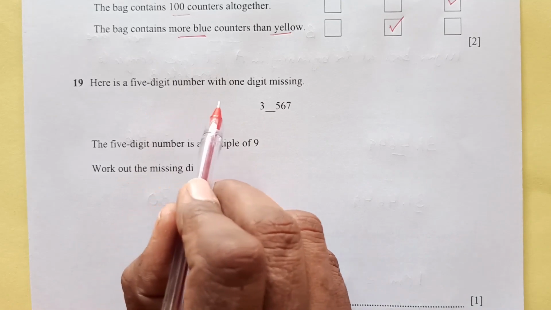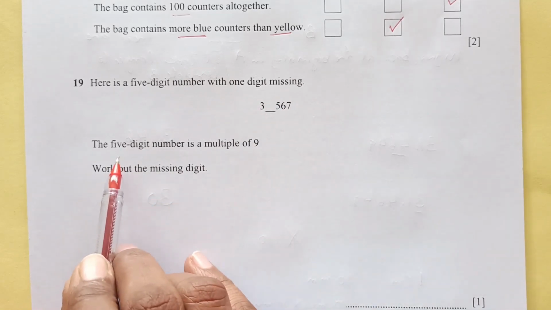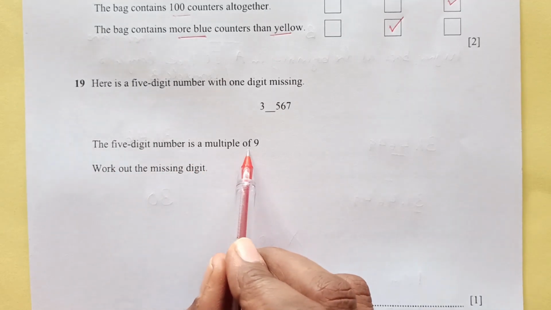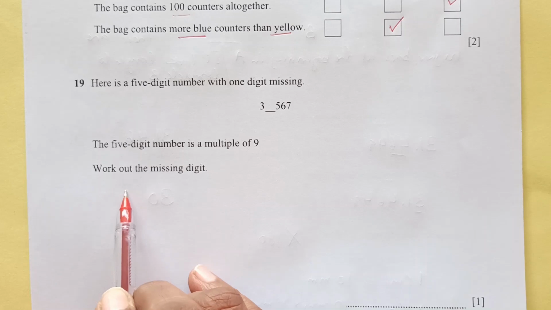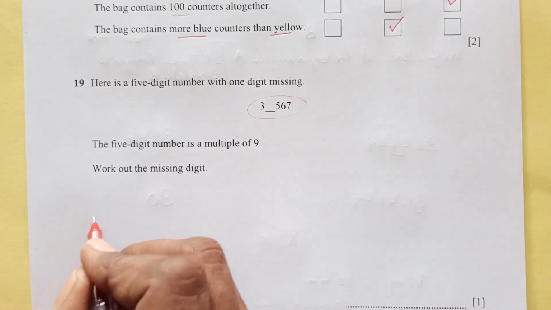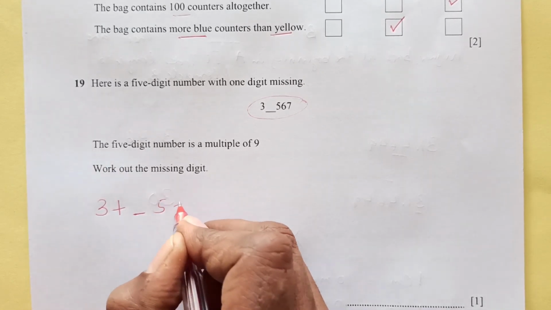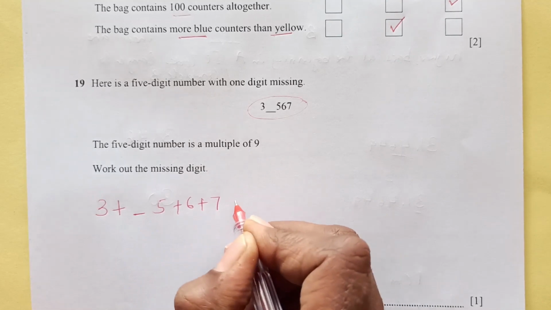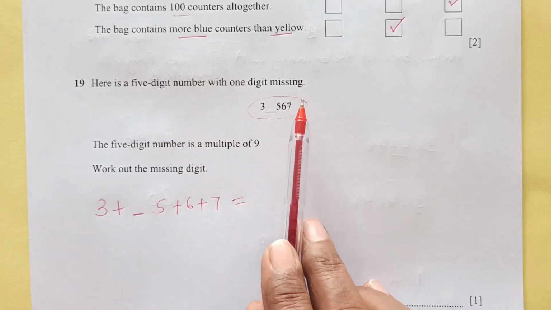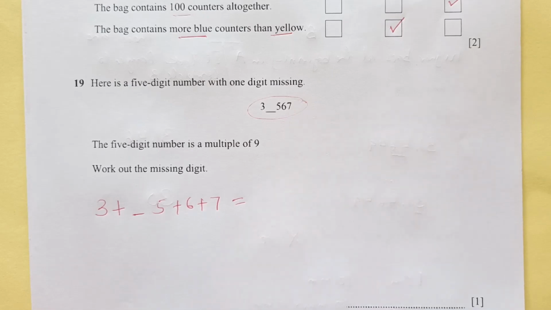Here is a 5-digit number with 1 digit missing. So this digit is missing. The 5-digit number is a multiple of 9. Work out the digit missing. So this is a multiple of 9, so we can use the divisibility rule here. If it is divisible by 9, that means the sum of digits should be divisible by 9.